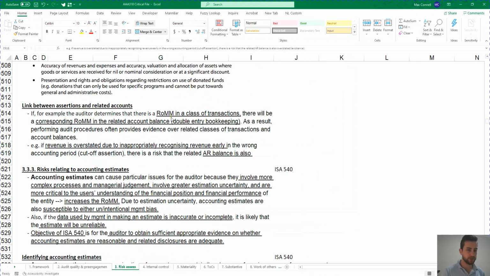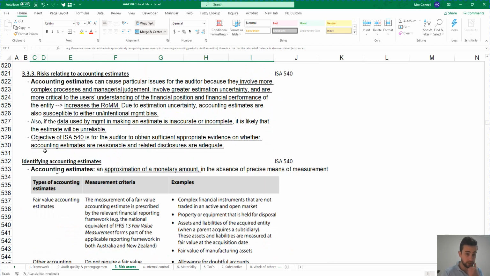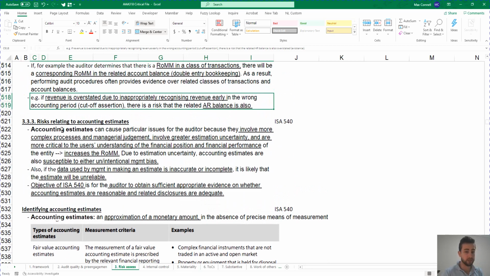So now that we understand what assertions are, it's important to understand, because of the system of double entry bookkeeping, that if you do identify an issue with an assertion, it's going to have a flow-on impact in the financial statements. So for example, if revenue is overstated due to inappropriately recognizing revenue early in the wrong accounting period, so cutoff, there is a risk that the accounts receivable balance is also out. So just keep that in mind: it's not going to have just one impact on the financial statements, it's likely to have at least two.